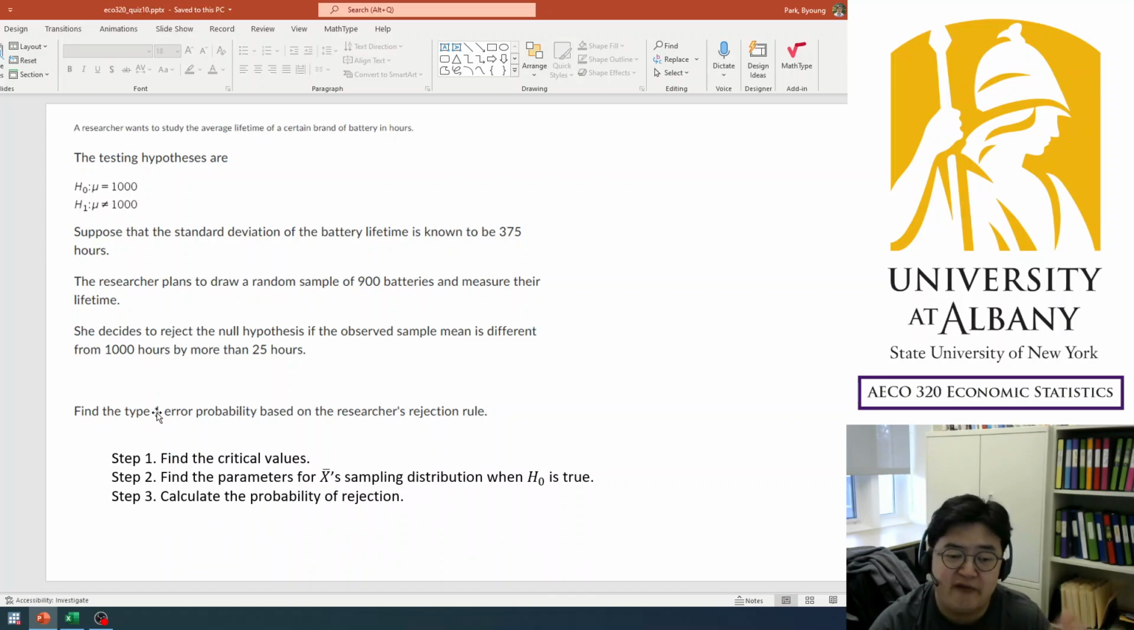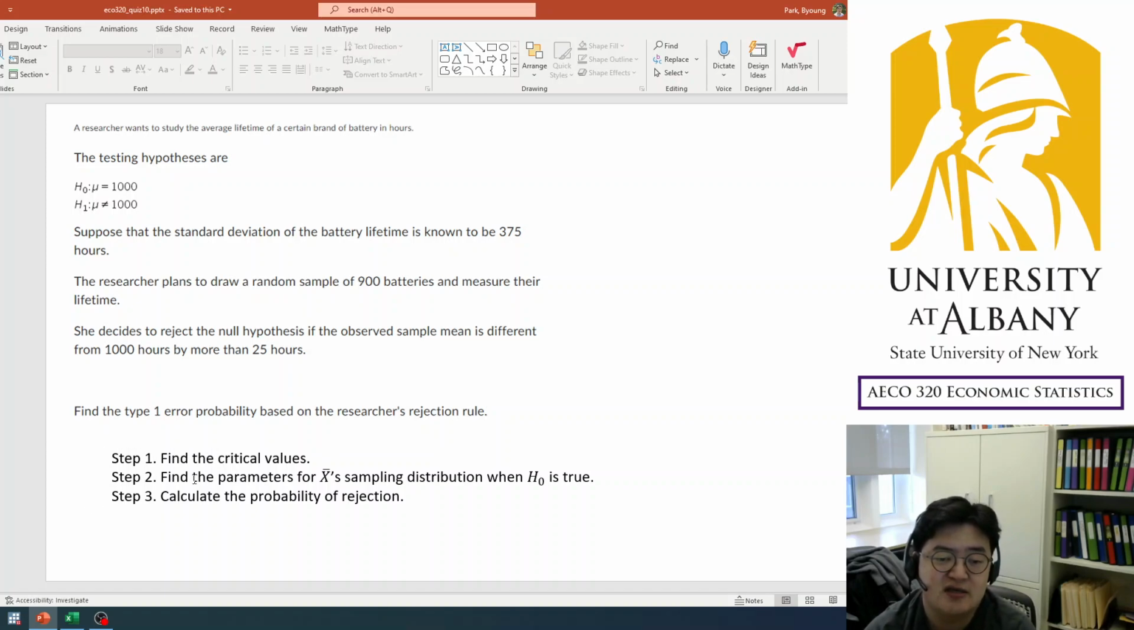So then typically if you calculate the type 1 error probability using algebra, you have to go through these basic steps. I'm going to divide the work into 3 steps. First, you have to find the critical values. But in this case, critical values are given. So 1000 plus minus 25 are critical values. So step 1 is given.